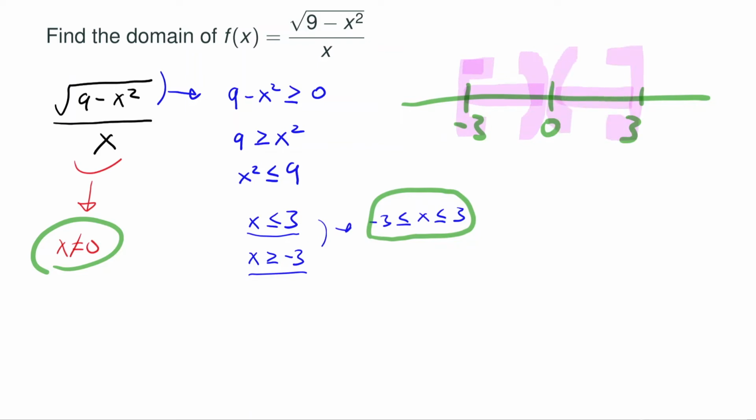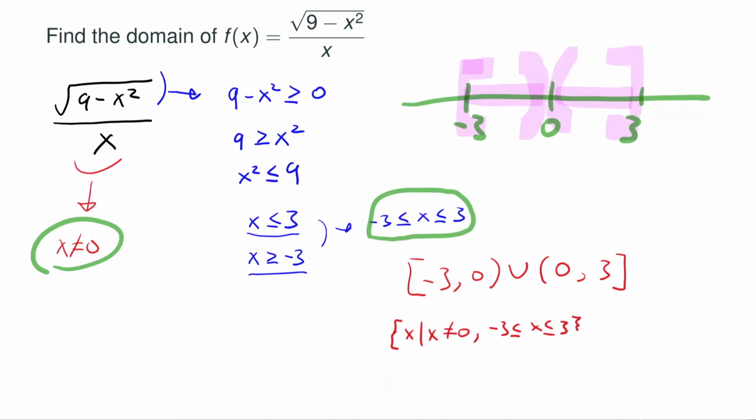So if I write that in interval notation, the final answer is [-3, 0) union (0, 3], close bracket. And if you write in set notation, we can write x such that x cannot equal 0, and also write just this expression we found right here. So these two are a way to write the final answer.